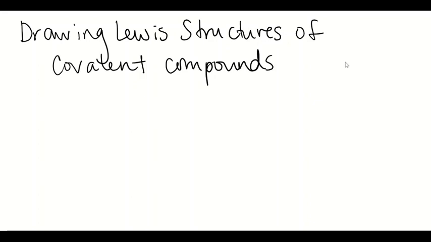So in the last video, we covered just writing out the Lewis dot structure of an element by itself, and now we're going to go to covalent compounds. There is a section in your book on drawing Lewis structures of ionic compounds. So look at that if you want. I am not going to ask you questions about that, so feel free to skip that if you'd like. We're going to focus on covalent compounds.